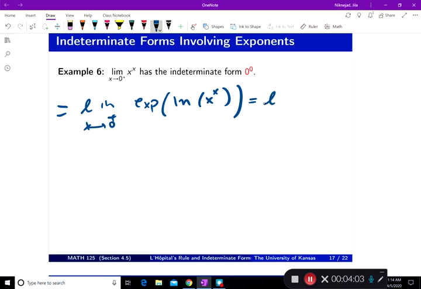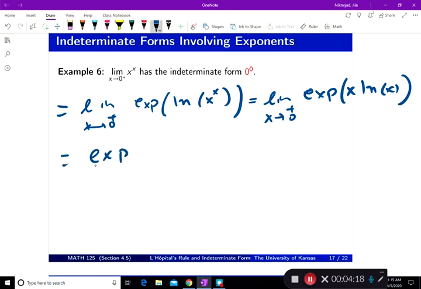Now let's use our logarithm laws. It becomes exponential of x natural log of x. I can bring the limit in. The limit comes in, of x natural log of x.